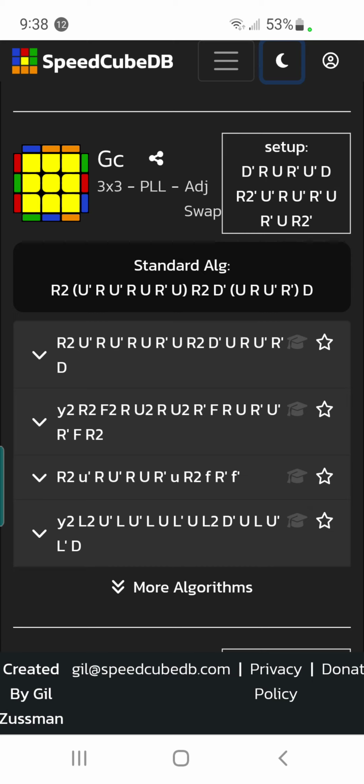Now the GC perm. The G perms are a little tricky, but I know we could do this. So, I think the most reasonable algorithm for the GC perm is the top one above, which is R2, U prime, R, U, R, U, R prime, U, R2, D prime, U, R, U prime, R prime, D.